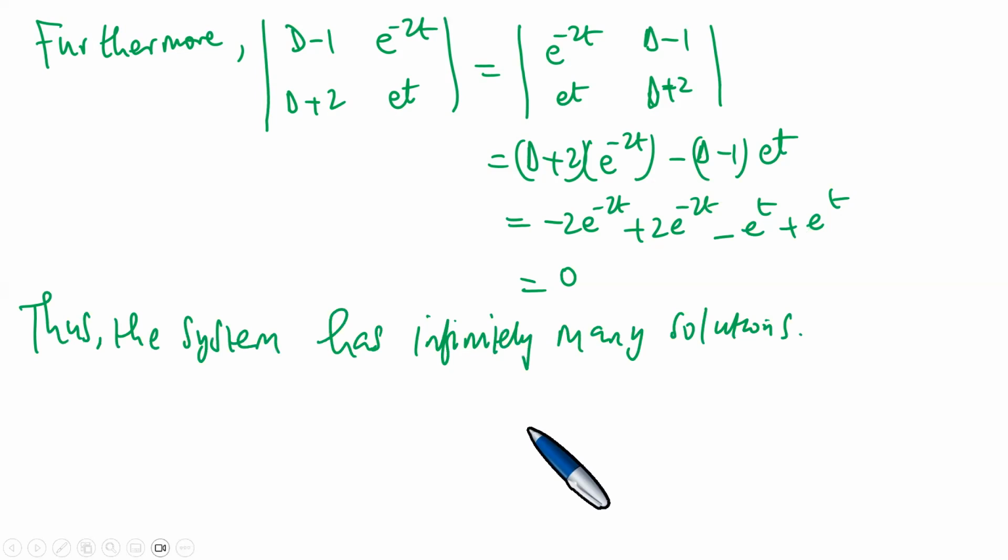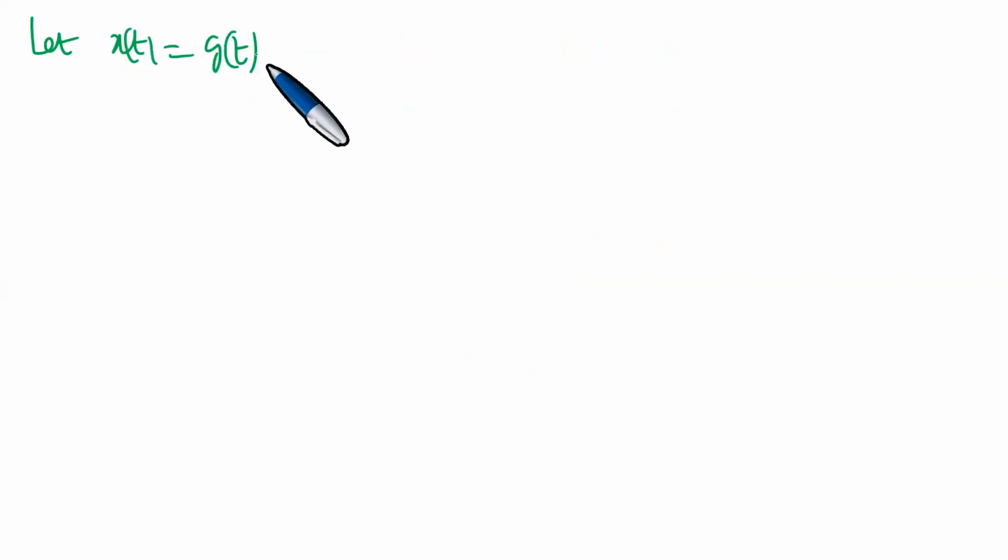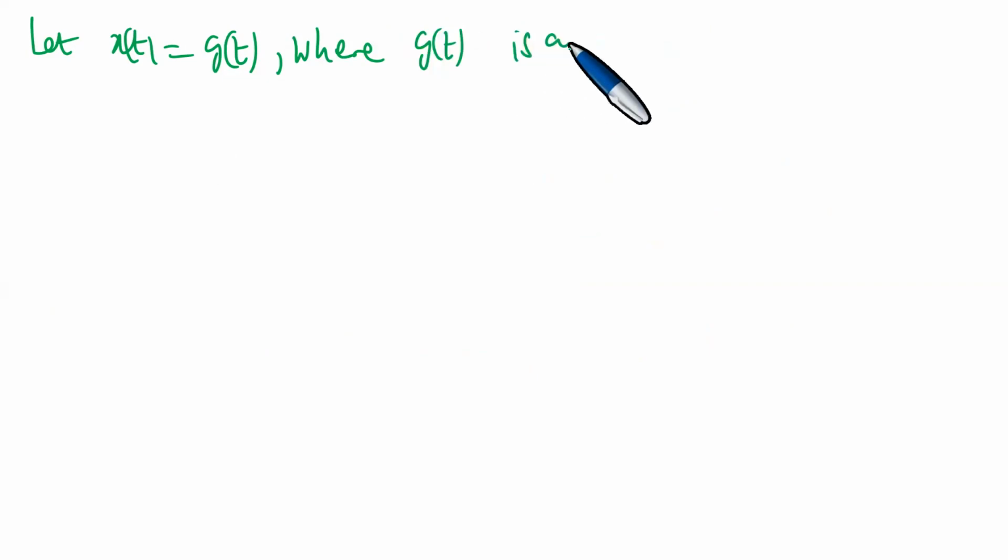If it has infinitely many solutions, what do we do? We let x of t be g of t, where g of t is an arbitrary function. Recall that.